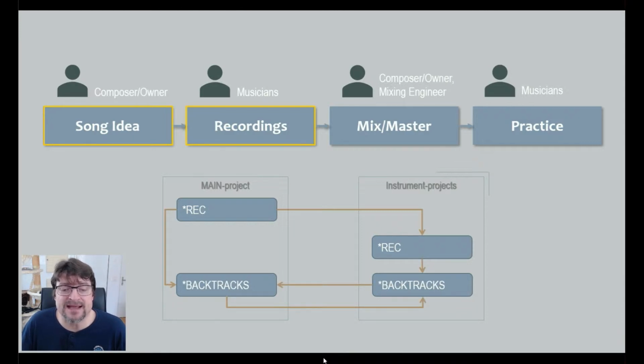Backtracks are stems, so mixdowns of particular tracks. And those backtracks can be generated within the main project as well as in the instrument project. And whenever we execute the MuCol script in the main and the instrument project, those backtracks are synchronized so that we have the latest versions of the recordings available to everybody involved.